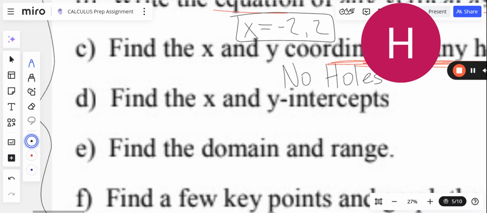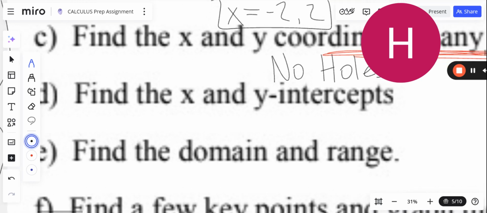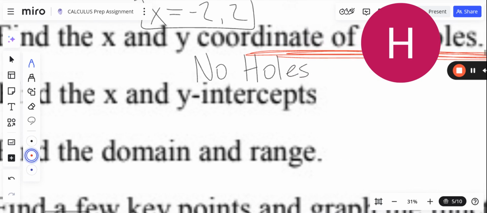Find the X and Y intercepts. This is such an underrated skill. Like, it's not even funny. There's so many folks who seem to forget that X and Y intercepts are very useful. Not only are they useful, they're usually pretty easy to find. They're generally very easy to find. And the easiest one, hands down, that we should do first is the Y-intercept.